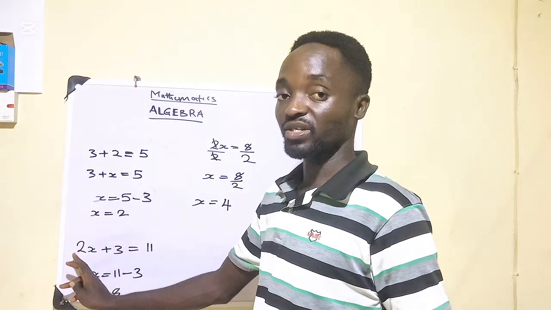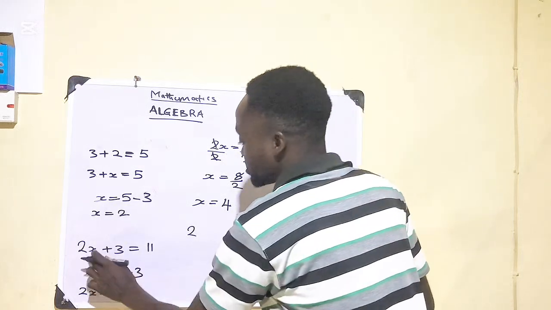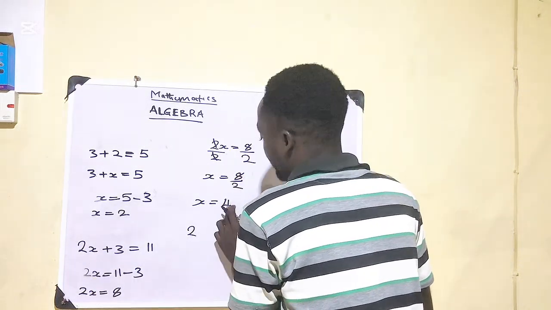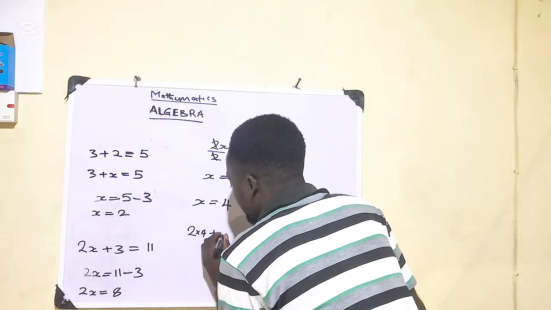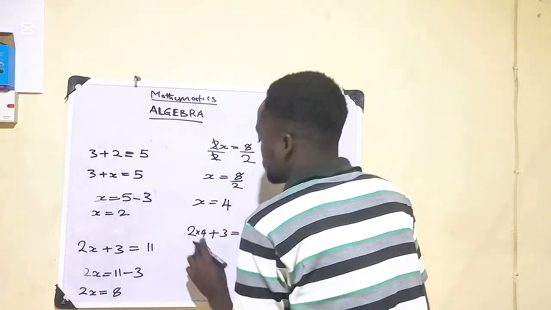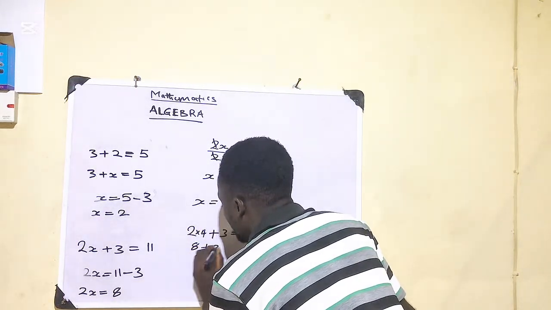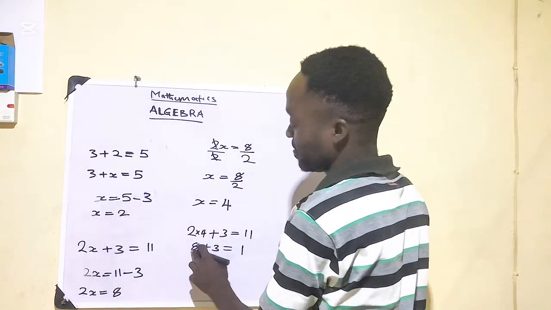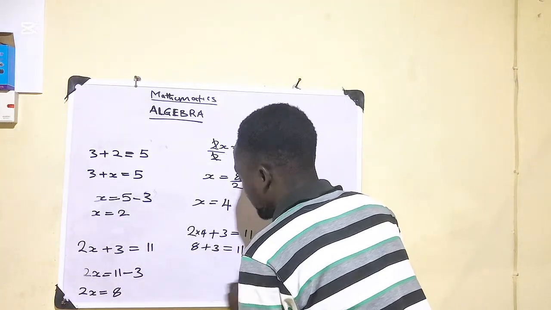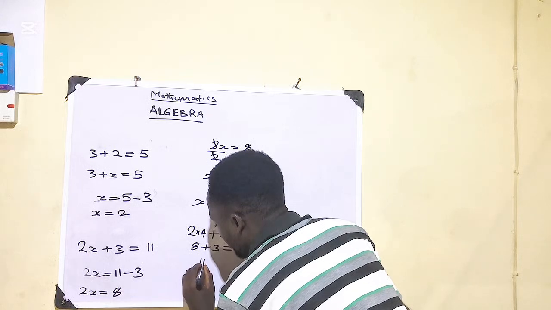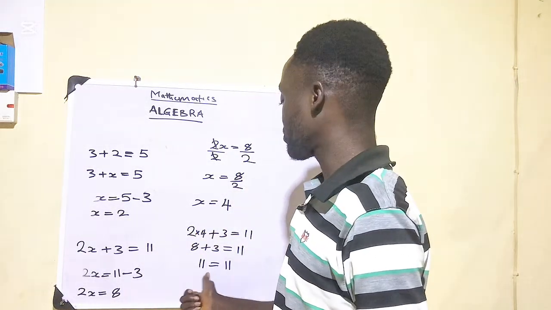If you are in doubt, let's just try it. If you want to confirm and be sure that your answer is correct, you just say, okay, 2 times x, and I know that my x, I got it as 4. That means 2 times 4 plus 3 is equals to 11. So 2 times 4 is what? The answer is 8. Then plus 3. So 8 plus 3, we know that the answer is 11. So 11 is equal to 11. Can you see? That means the answer we got here is correct.